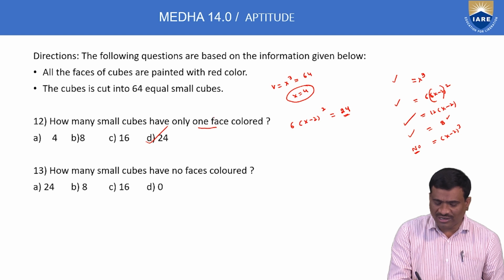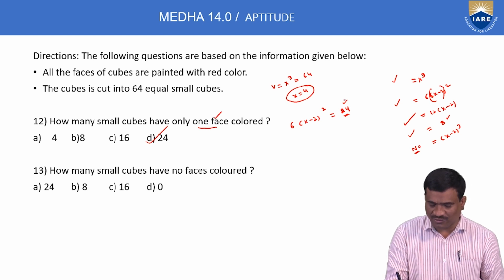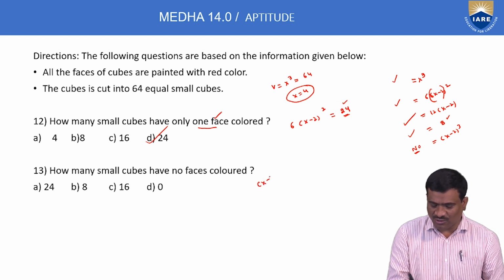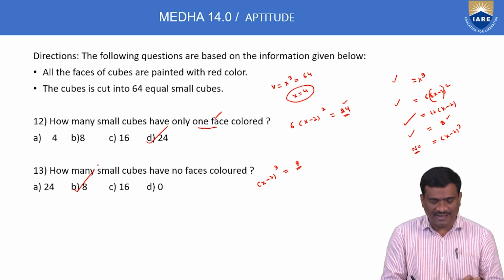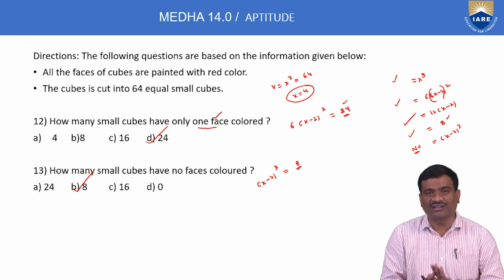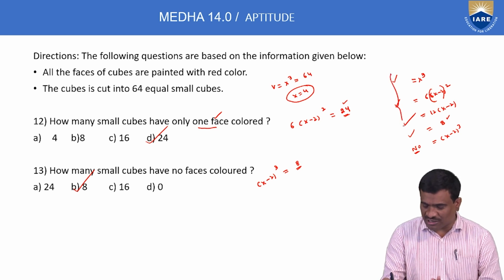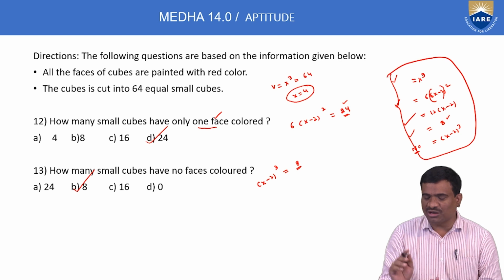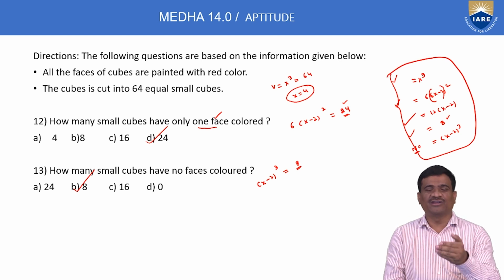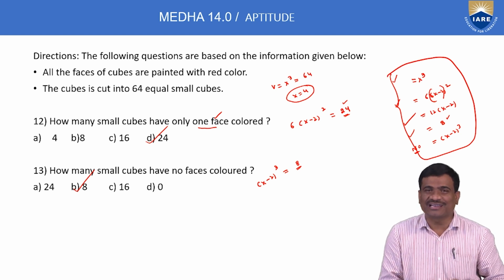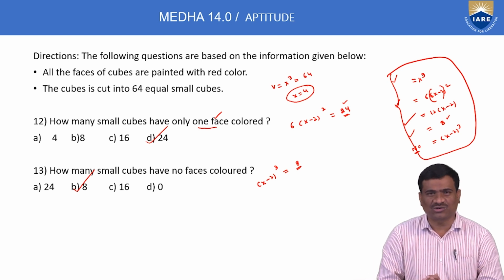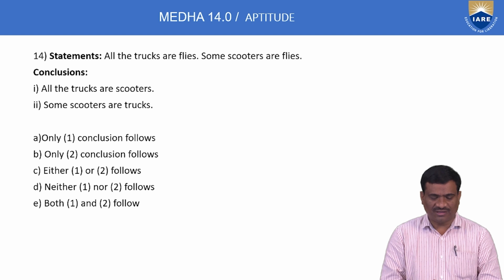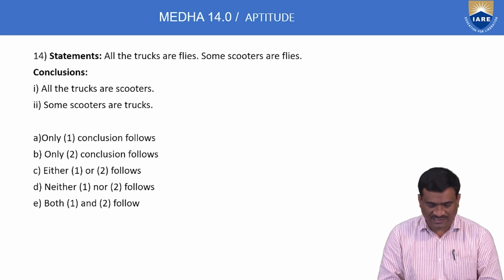First one, only one face is painted: 24. Second, no face is painted: x minus 2 whole cube, 4 minus 2 whole cube is 8. Then the 12th one is 24, the 13th is 8. These two questions depend only on the concept of the topic. First method, using general application. Second, convert into a diagrammatical method. That is also correct. Next, 14th, statements and conclusions.